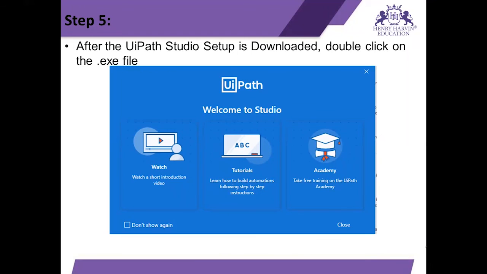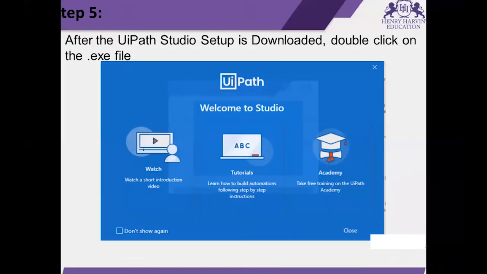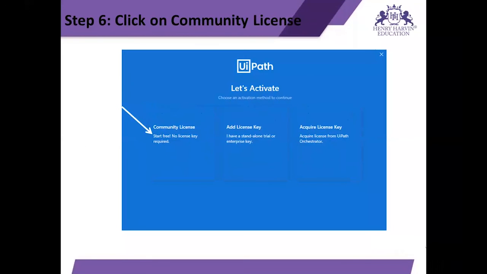Once you do that, this window will appear in front of you, which says welcome to Studio, and asks whether you want to watch the tutorials or skip and continue with the next step. I recommend you continue with the next step. After that, this window will ask which particular license you want. We are starting with Community Edition, so we will click on this option, Community Edition, Start Free, no license required.